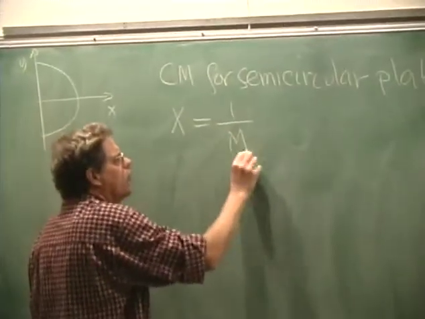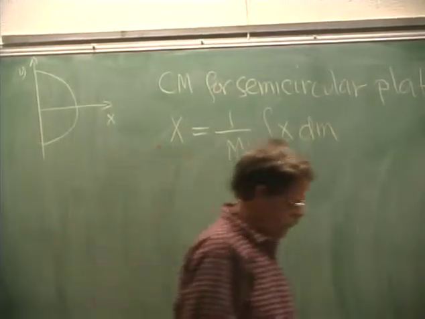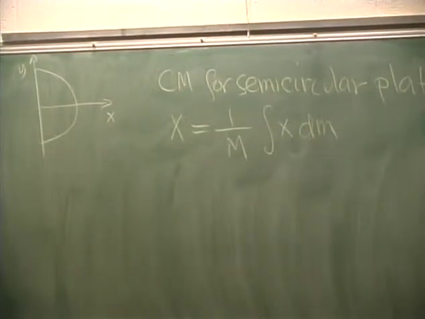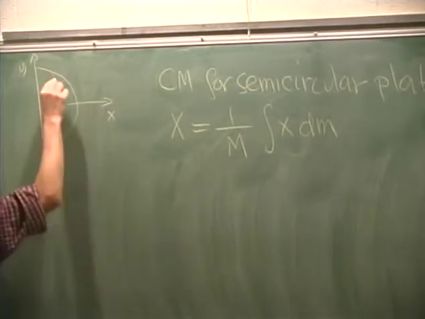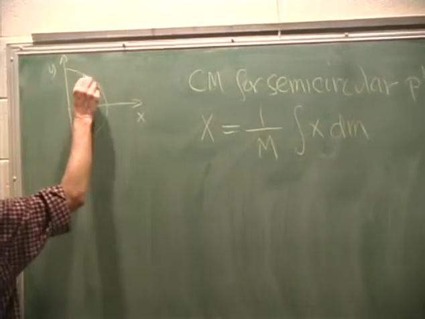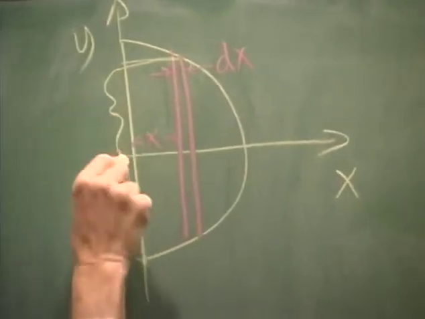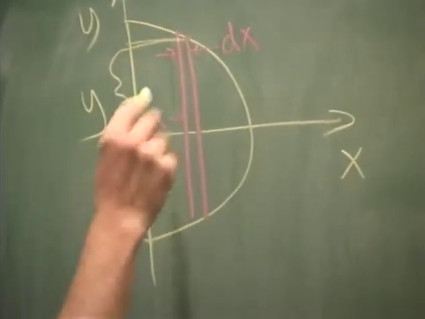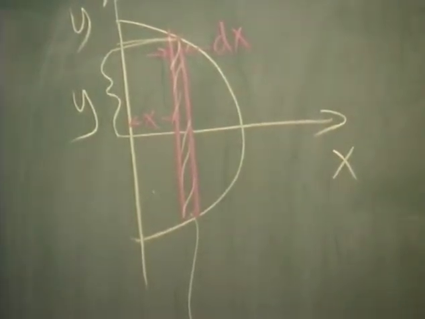What I need to do is calculate x̄ equals 1 over the total mass of the plate times the integral of x dm. How do I do this? I cut the plate into slices. Out at a certain distance x from the origin, and let's say with a thickness dx. And let's call this distance y. Then what is the mass of that strip?